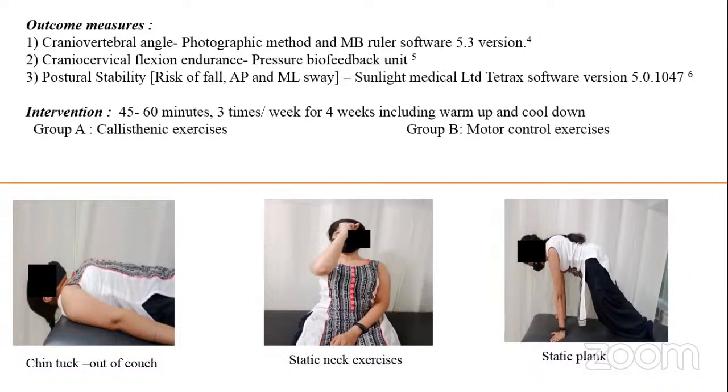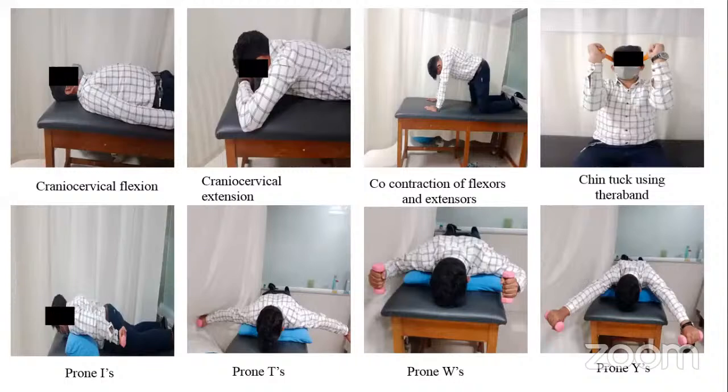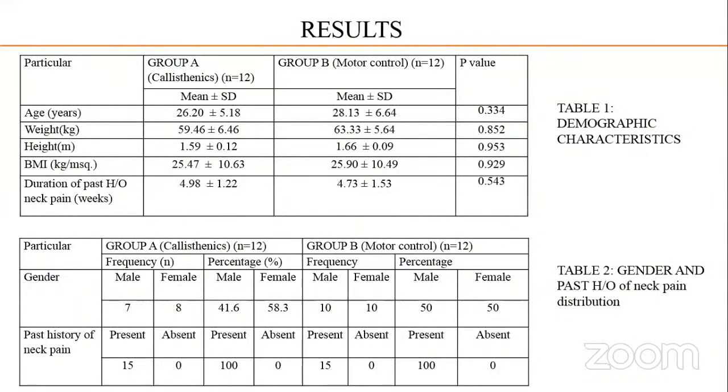Each session lasted for 45 to 60 minutes, given three times a week for 4 weeks, which included warm-up and cool-down exercises. The calisthenic exercises comprised chin tuck, static neck exercises, static plank, dynamic plank, scapular push-ups, Superman exercises, press up, bend and reach. The motor control exercises included craniocervical flexion, extension, co-contraction of flexors and extensors, chin tuck using TheraBand, prone I's, T's, W's and Y's. Table 1 and table 2 show demographic characteristics and gender and past history of neck pain distribution. The participants were homogeneously distributed in both the groups.